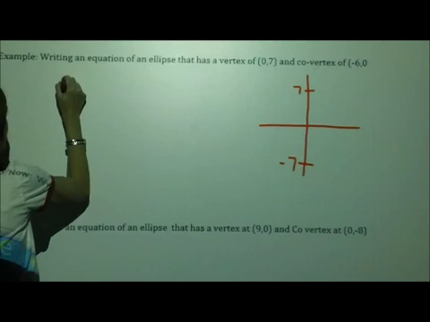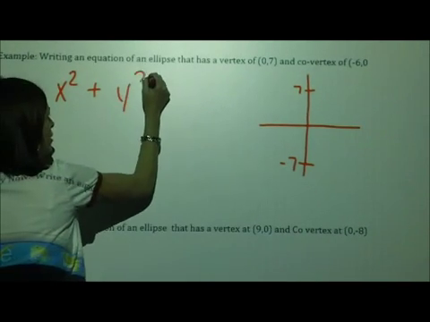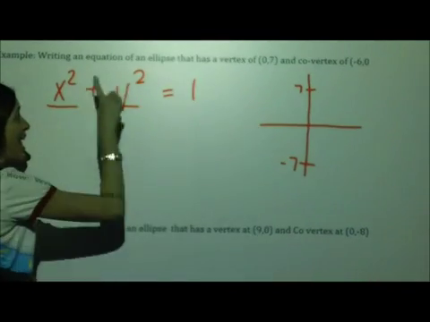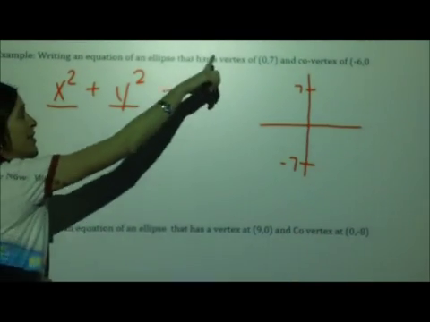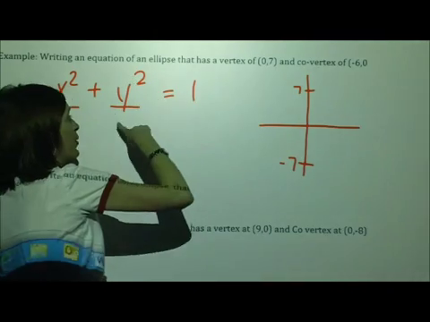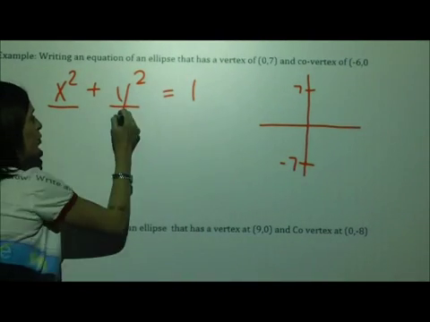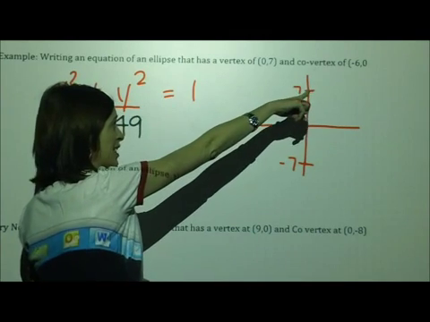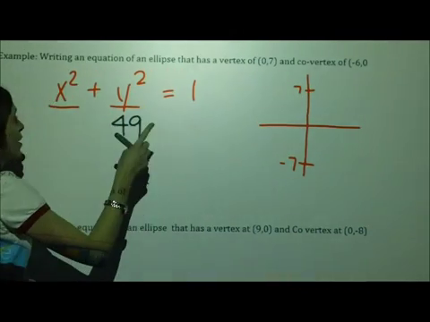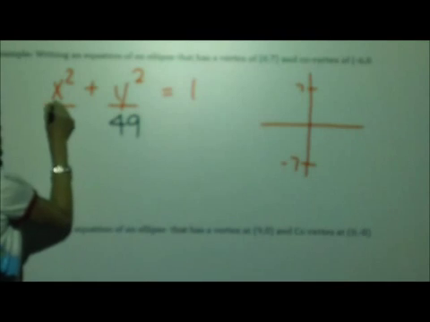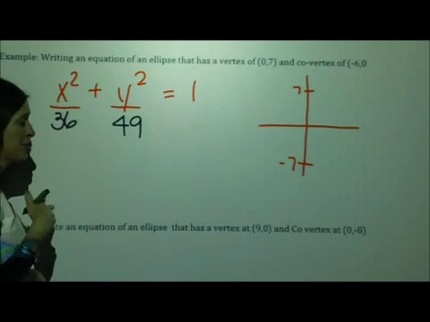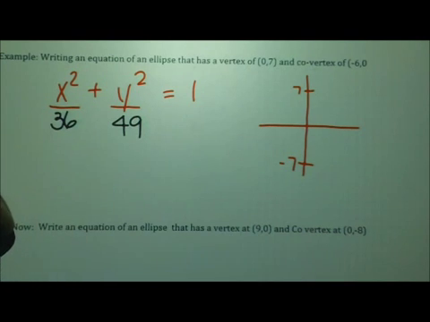So that means that my y squared denominator is greater. So that means, here I'm going to take my equation. So that means that my a has to go under my y. And this is just a, but remember a squared goes under the y, so it would be 49. And then I look at my b, which is negative 6 here, okay? And I want my b squared, which would be 36. And there's my equation. Okay, so I want you to try the next one, so press pause now and try it, okay?